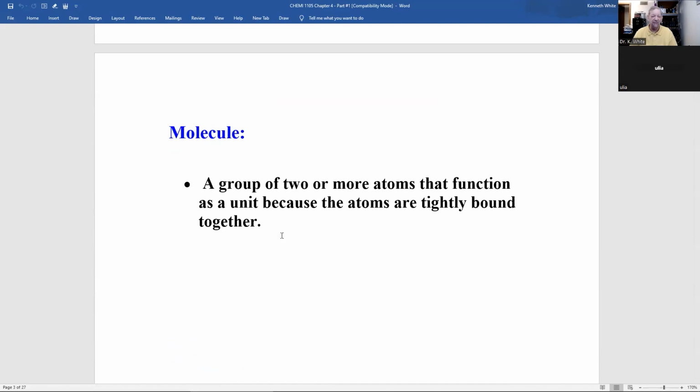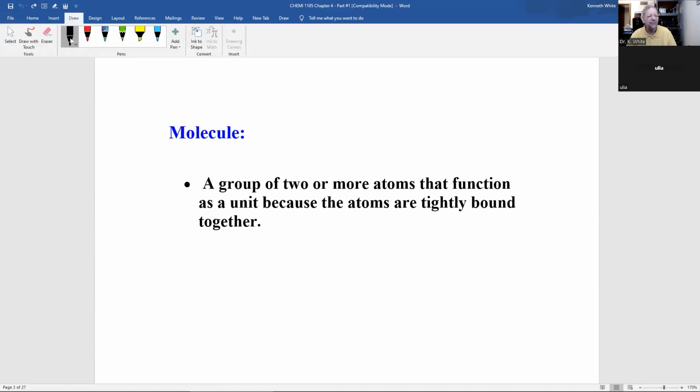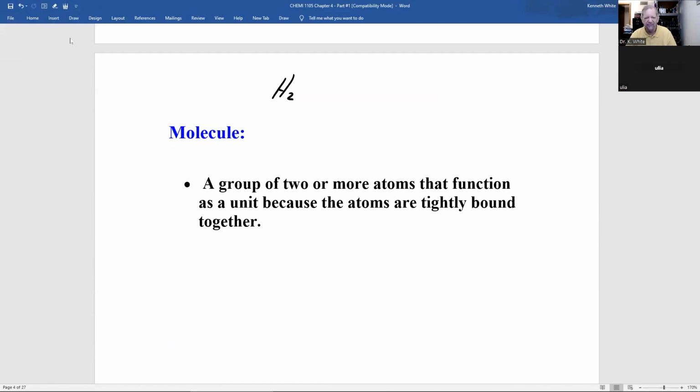Let's take a look at a molecule. Oops, wrong color. Right color. H2O is a molecule, water. And that's two hydrogens, one oxygen, held together by a force, we'll learn later on, that's called a chemical bond or chemical bonds.